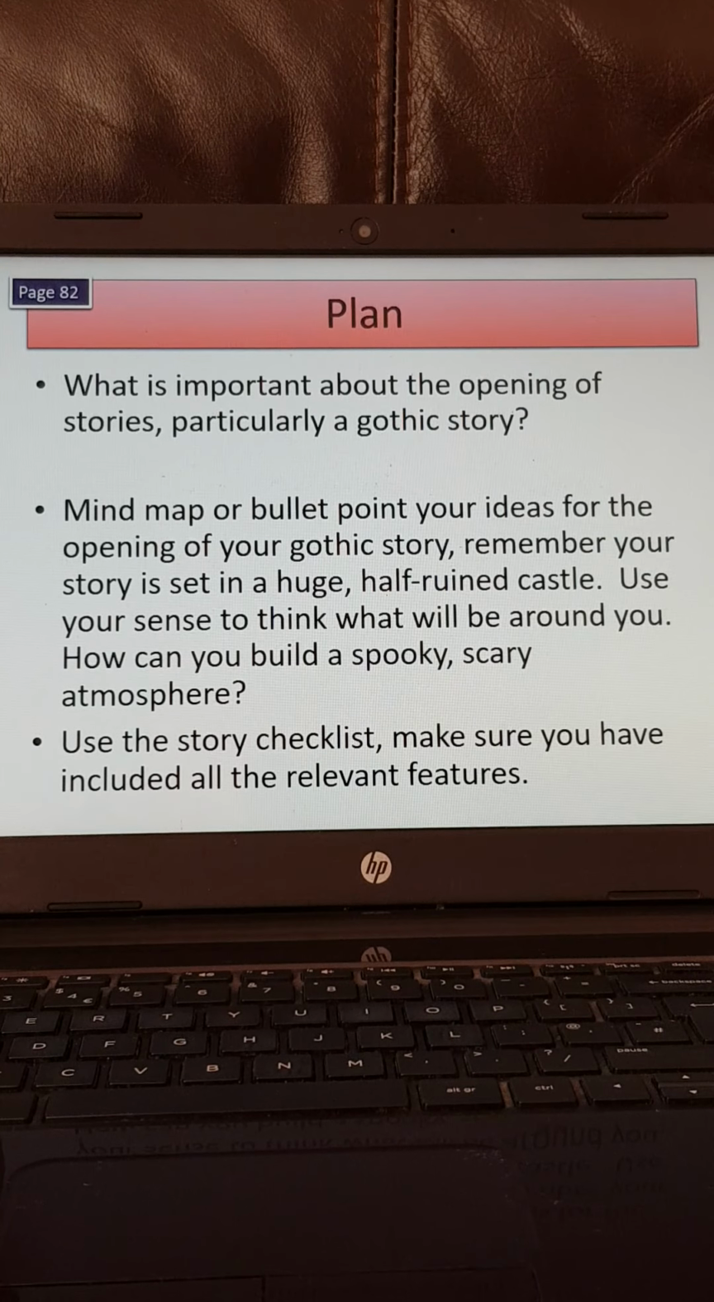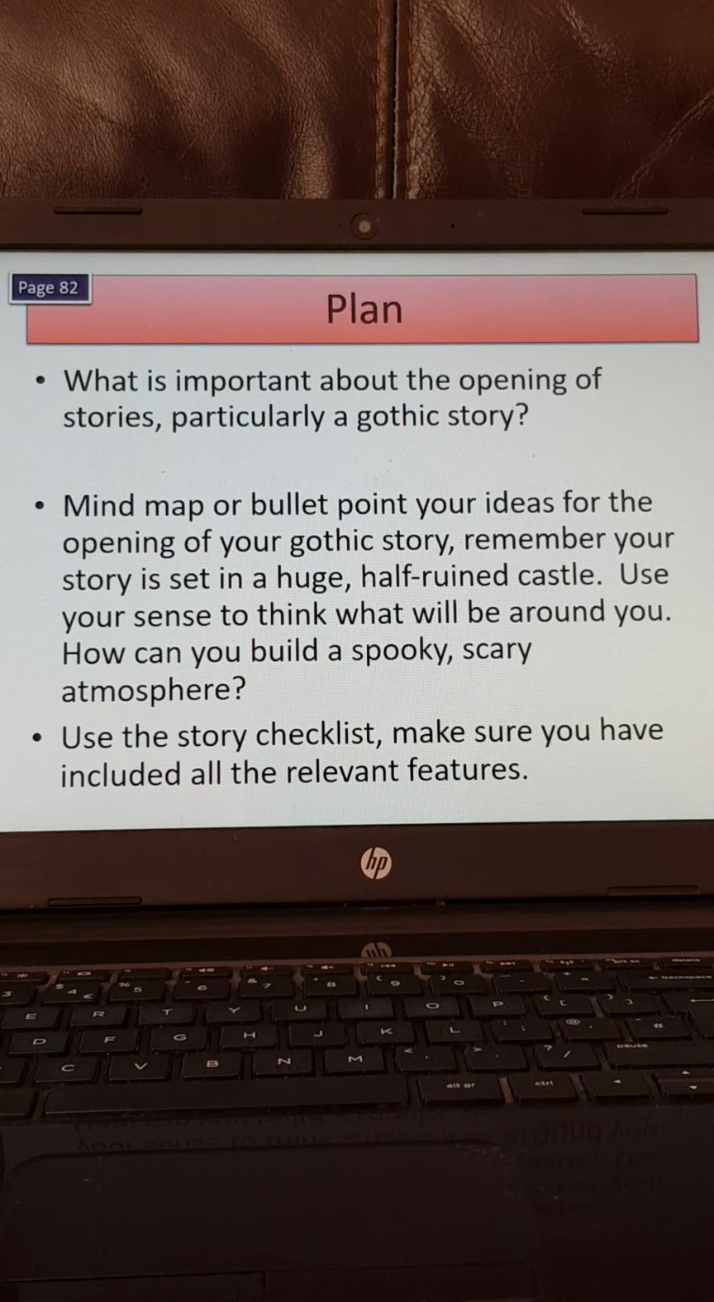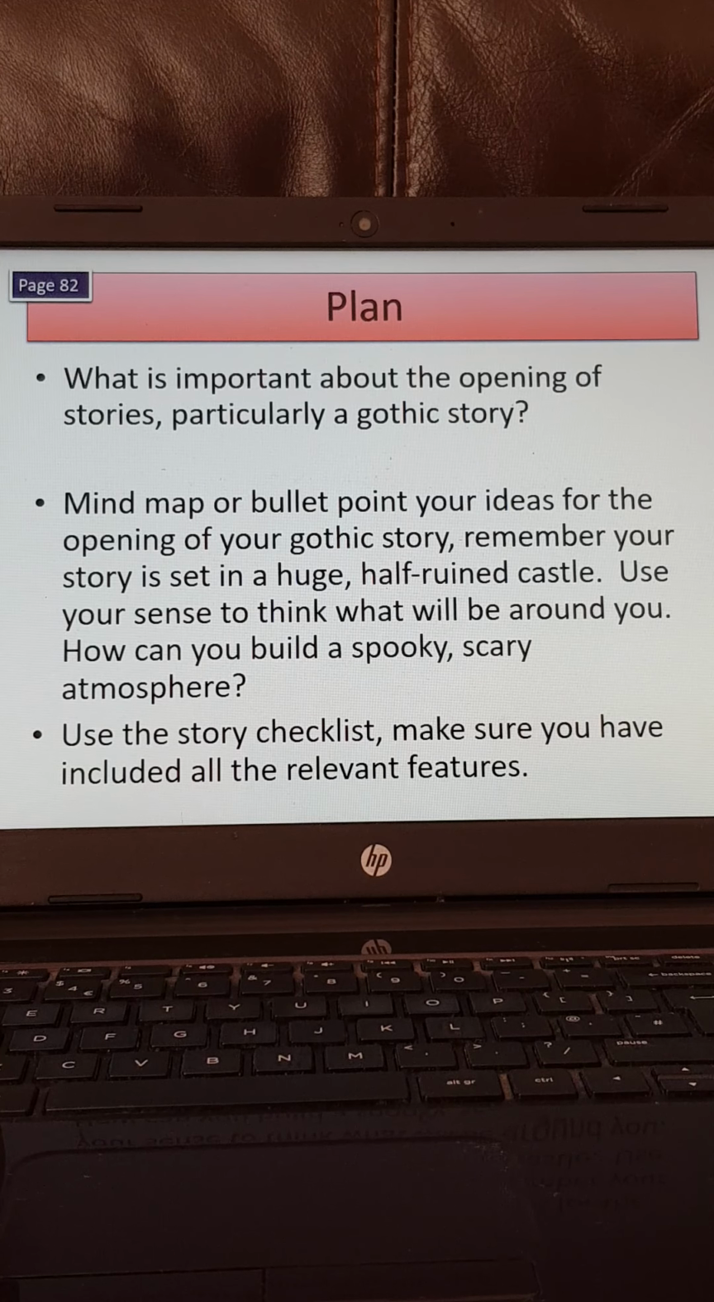So once you've created your plan, you can actually have a go at writing this opening chapter of your story. It doesn't have to be the whole story. If you want to write the whole story, that's absolutely fine. A short story is okay, but just the opening chapter is what we're aiming for here. So we're setting the scene, building up that really spooky, scary atmosphere.